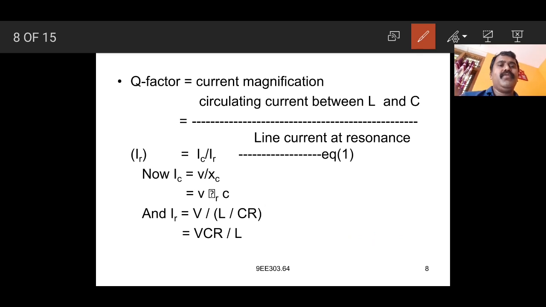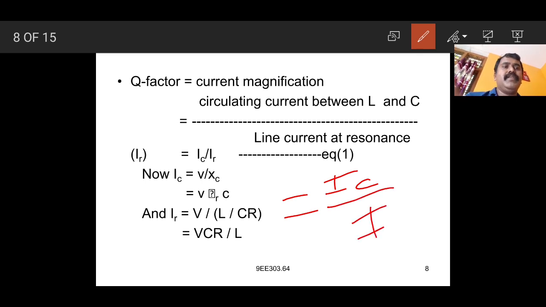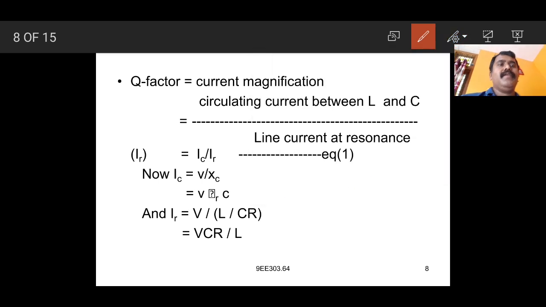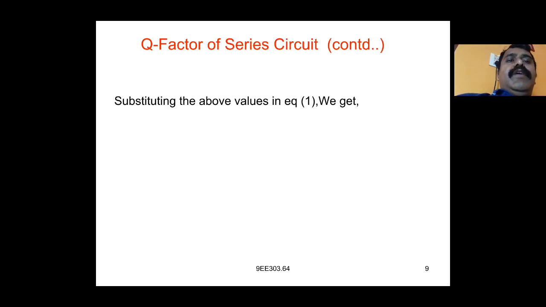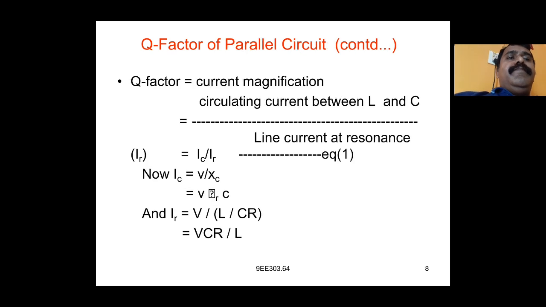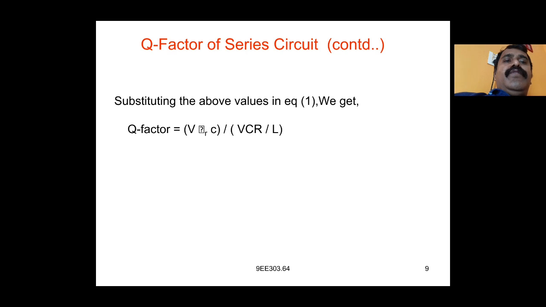So the Q factor, as we know, is equal to IC by I. If we substitute here, we get the value. Again I is equal to V by L by CR, that is VCR by L. You can substitute the above values in equation 1, and again we get the Q factor equal to V omega C divided by VCR by L, that is 2 pi FR L divided by R.